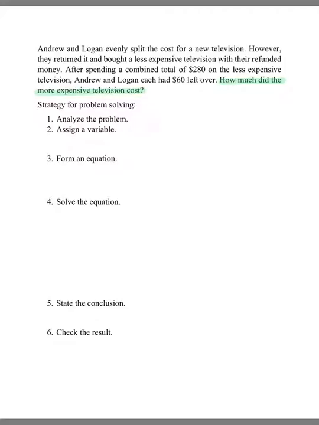So let's see what other information we can extract. We know that they spent a combined total of $280 on the less expensive television. And when they got their refund, they still had an additional $60 left over each. So we're going to create two variables, x and y, and again, you can use any two variables that you want. We're going to let x represent the amount each spent on the less expensive television, and let y represent the amount each spent on the more expensive television.